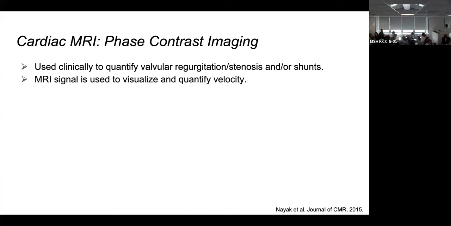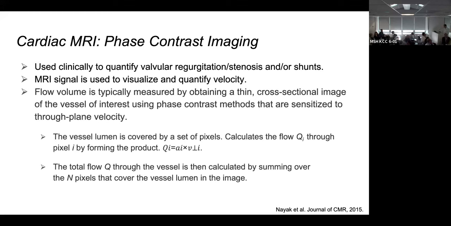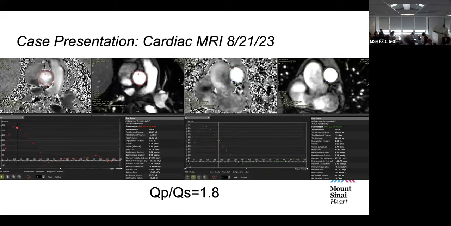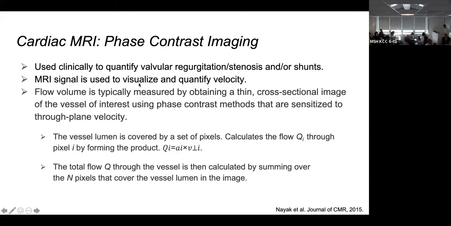So what is it? The MRI signal is used to visualize and quantify velocity, and the flow volume is typically measured by obtaining a thin cross-sectional image of the vessel of interest using phase contrast methods that are sensitized to through-plane velocity, so looking at the velocity. And again, this was that thin cut that we had, and we were able to look at the velocity. That's what we were doing there.